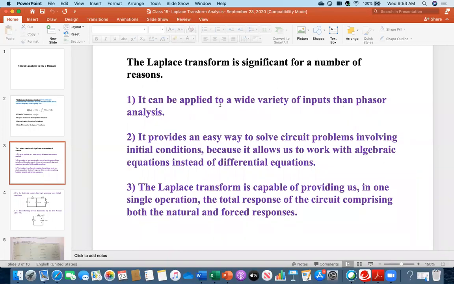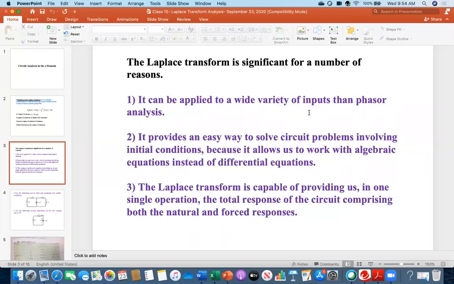But you know what I have written? The Laplace can be applied to a wide variety of inputs. This means your input can be sinusoidal, non-sinusoidal, DC, unit step function, or impulse function. Square waveform, it can be everything. So that is one beneficial feature: Laplace can handle all types of input.